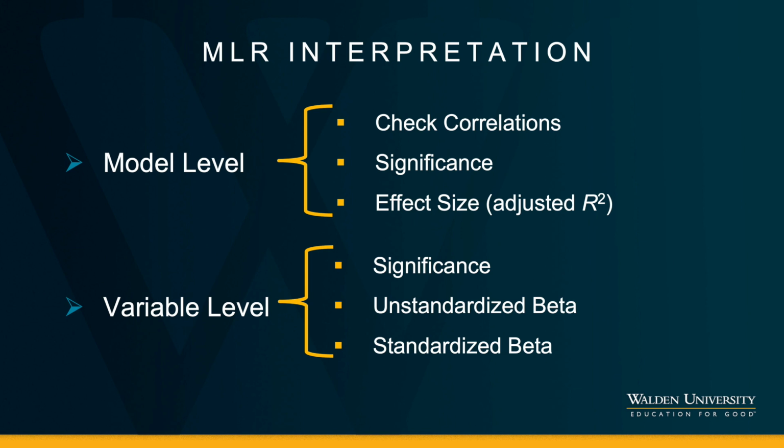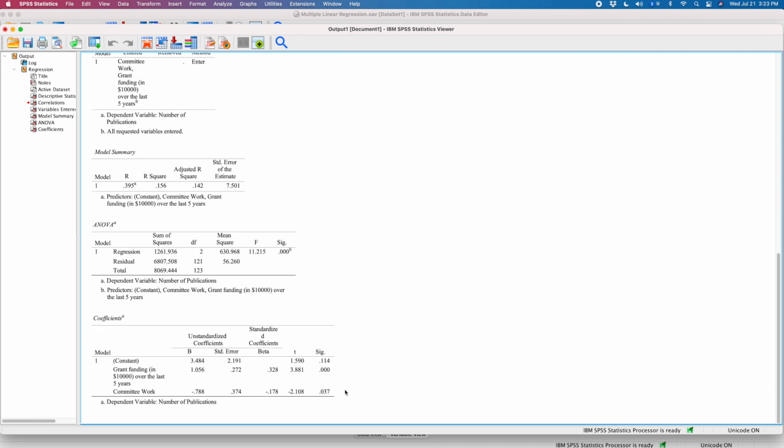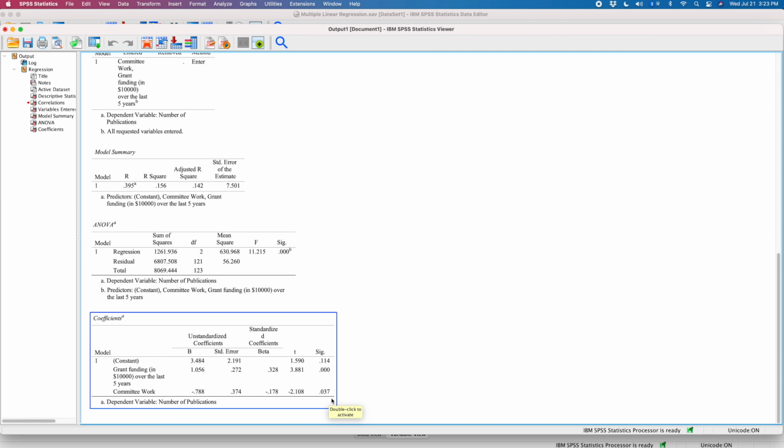First, I'm going to interpret the significance, and then if a variable is significant, I will interpret the unstandardized and standardized beta. Let's bring those values up. At coefficient level, I can see that they are both significant. Grant funding has a p-value smaller than 0.05, and so does committee work. So both variables bring something to the regression equation.